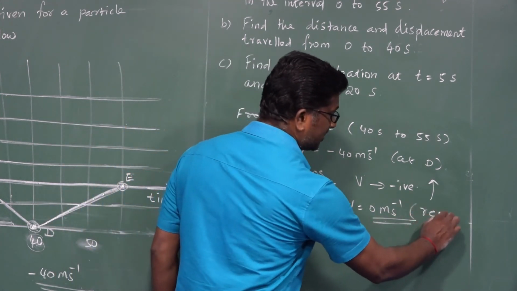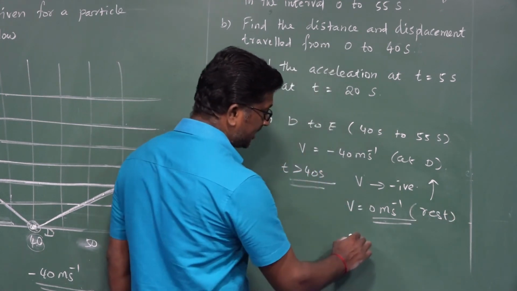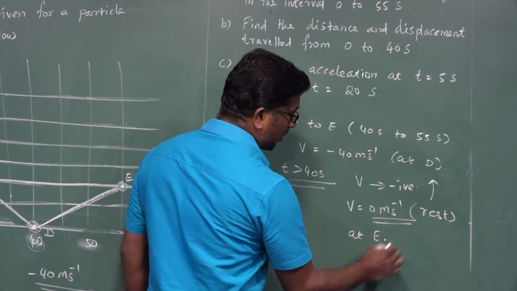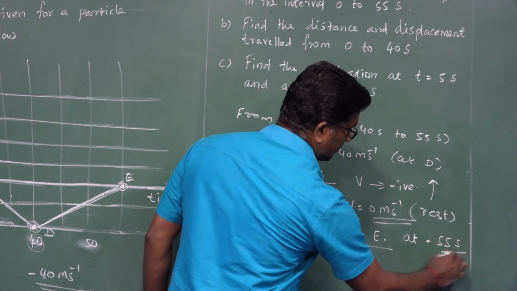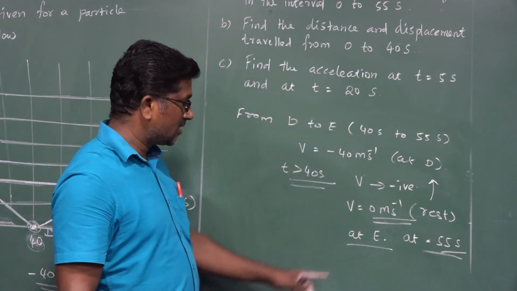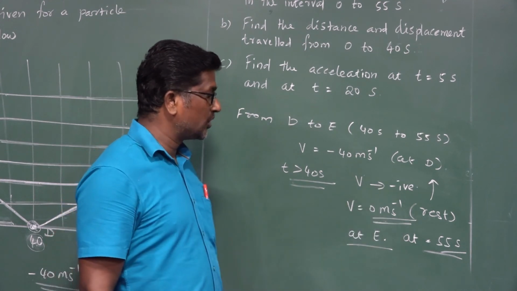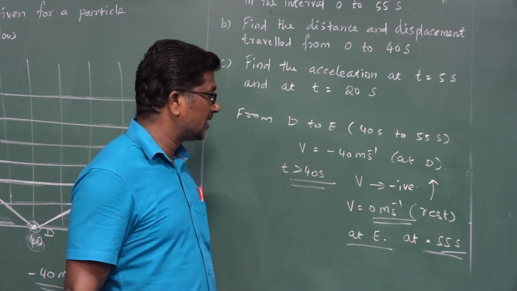Particle comes to rest where? At the point E, or at the time of 55 seconds. At the time of 55 seconds, or at the point E, the particle comes to rest. So the particle has a zero velocity.